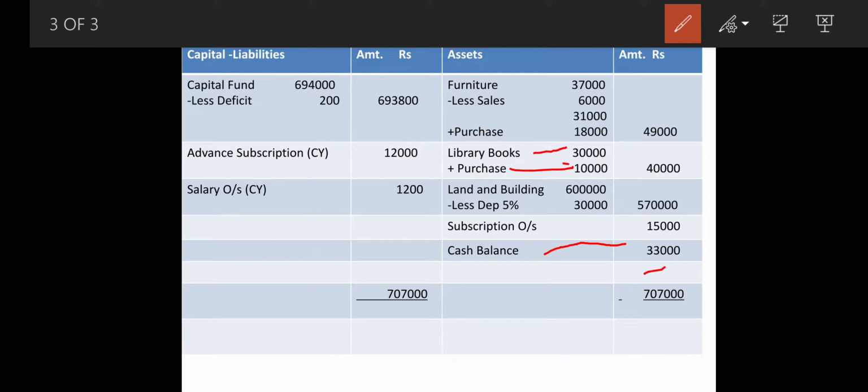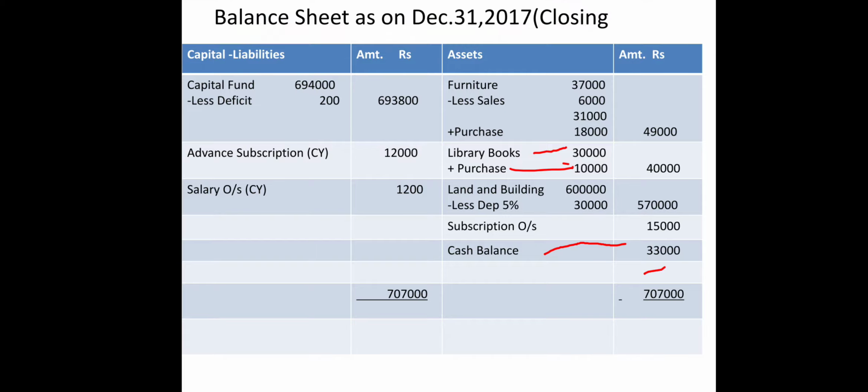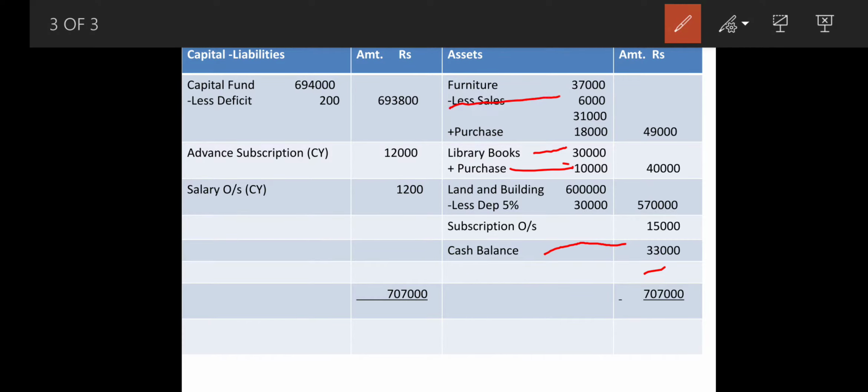Now come to your receipt side. So receipt side, very first item is balance brought down. As I have highlighted, receipt side balance brought down will be transferred to the opening balance sheet, so we don't have to deal with that. Then comes your sale of old furniture. Now book value is 6,000, that is cost is rupees 6,000 and sold for 4,000. So very first thing you highlight is less in furniture, you have to write down less sales. You had already written 37,000 plus purchase 18,000 minus sales 6,000. So outer gives you 49,000.